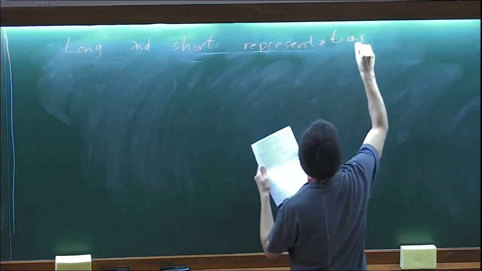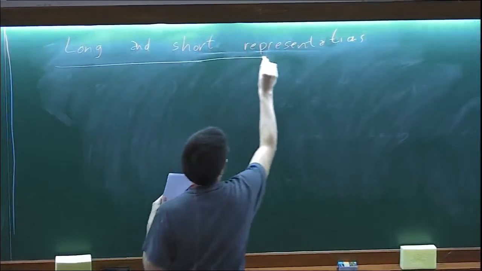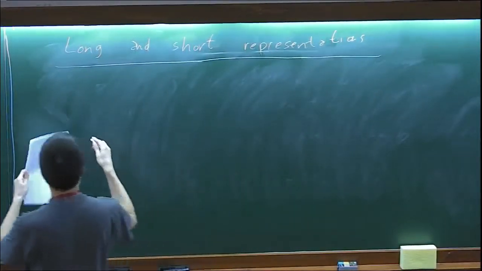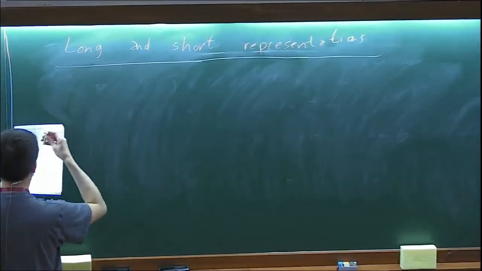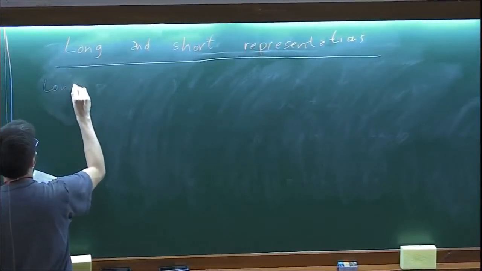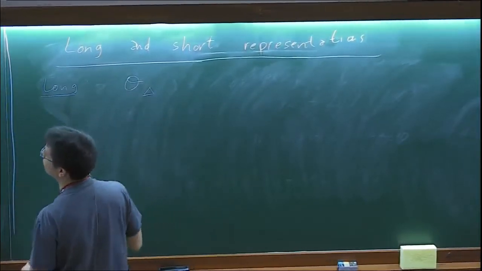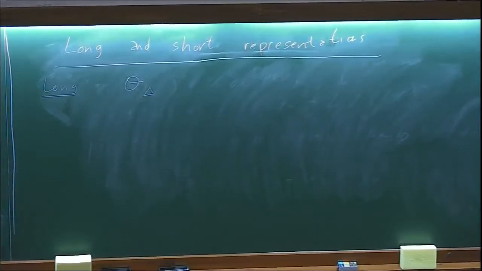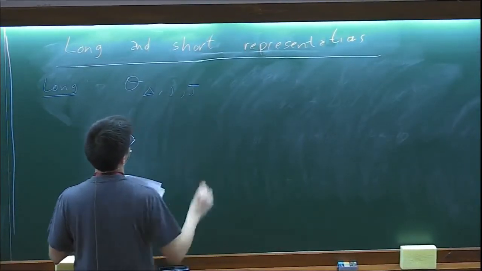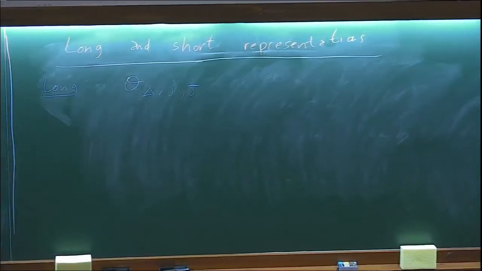Representations. I'm gonna call a long representation a generic representation. So what does it mean? I have a field. Now I'm gonna change notations a bit. So I have a generic operator, a generic primary, killed by K mu, with quantum numbers delta, j and j bar. These have to be half integers, but delta can be any real number above some certain value, which is known as a unitarity bound.